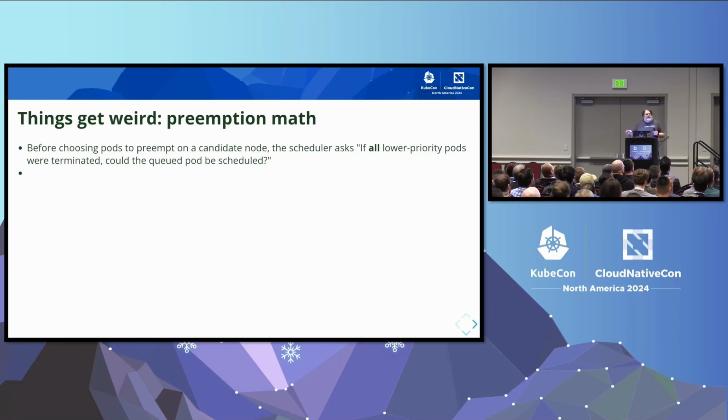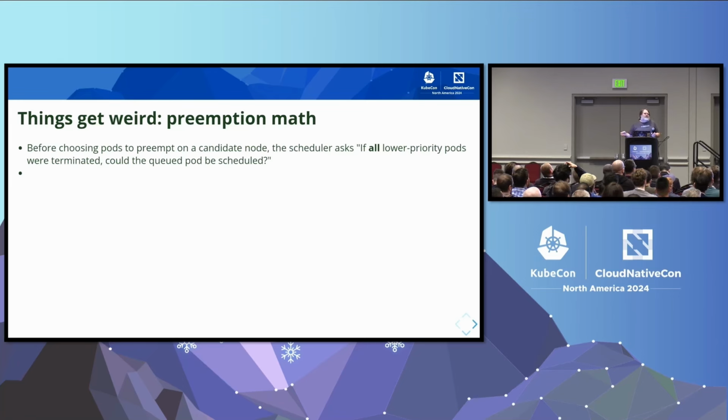Preemption math, this one, I really had to look at this the first time I ran across it. I went, can that really be right? Before it tries to evict any pods on a candidate node, the scheduler will say, I have a pod of priority X. If I evict all of the pods lower than priority X on that node, will I be able to schedule this pod there?